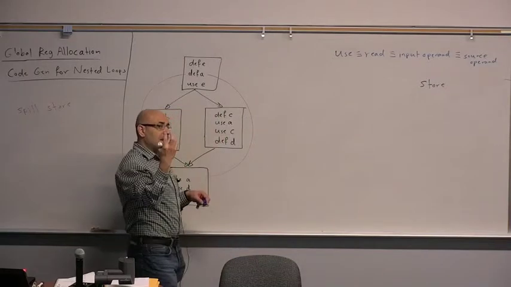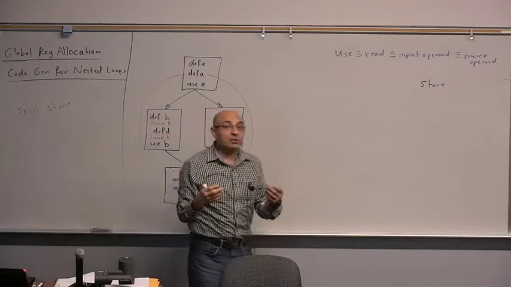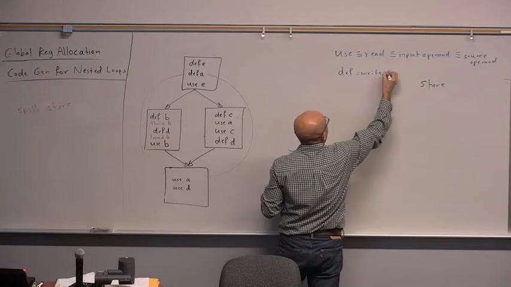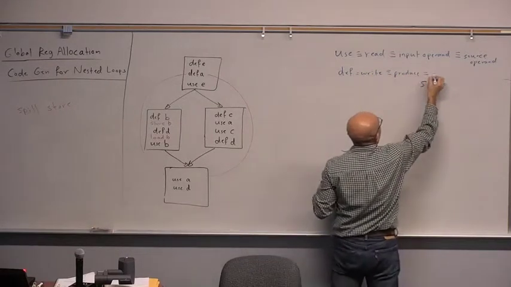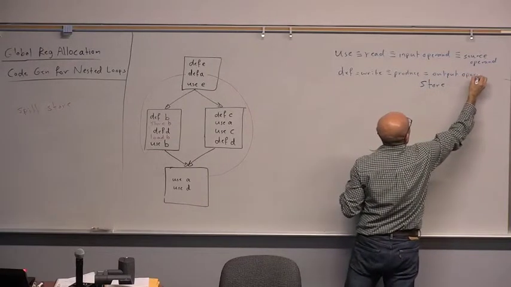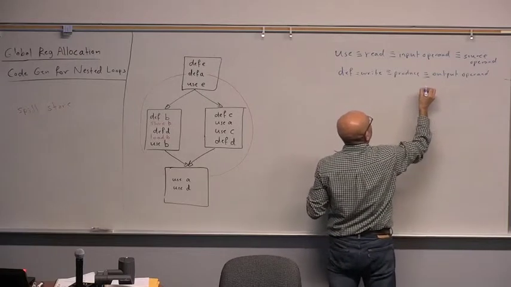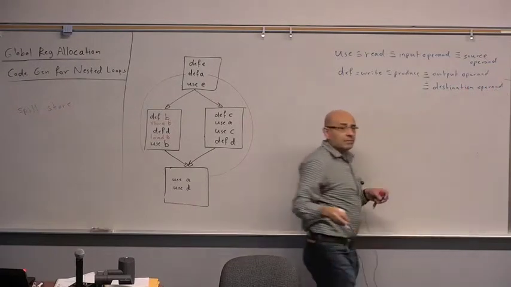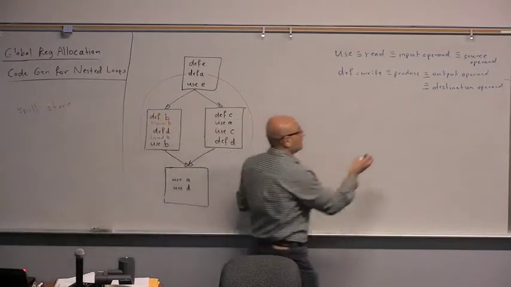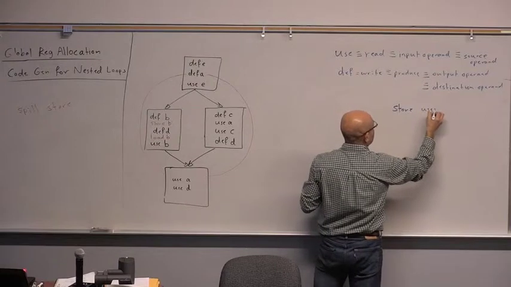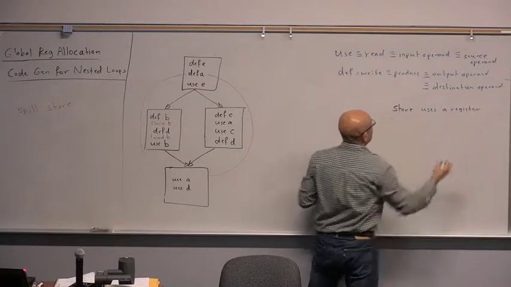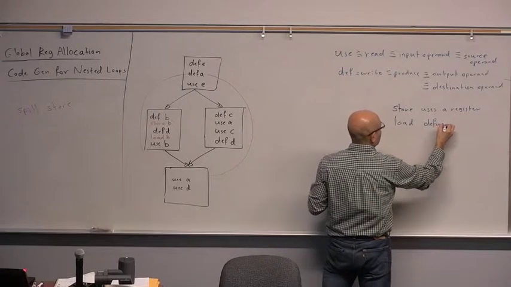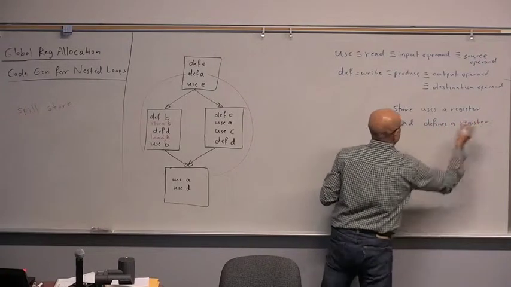What you use is the input, what you consume, okay? And the definition is what you produce. So define is write, produce, output operand, destination operand, okay, you name it. So given this, a store uses a register. So a store counts as a use of a register, and a load defines a register. So it counts as a definition.